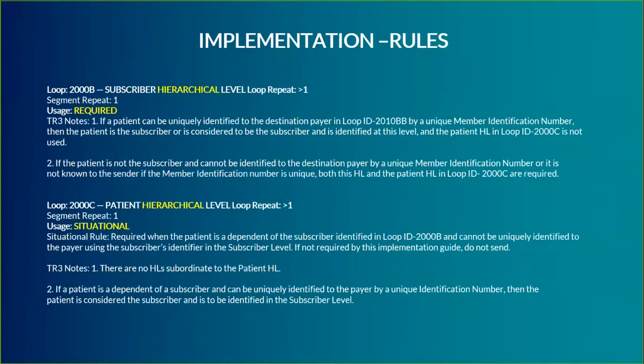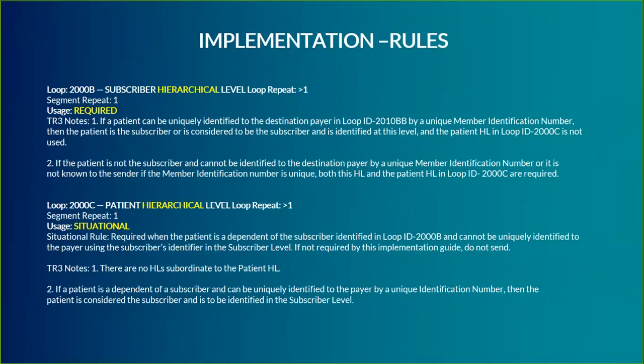And then here again, and this is just kind of a repeat of the situational rule, it says if a patient is a dependent of a subscriber and can be uniquely identified. So it's the opposite of the rule. If you can, then you send it in the subscriber level. So you begin to see they work together, okay? And you really want to pay attention to these things.